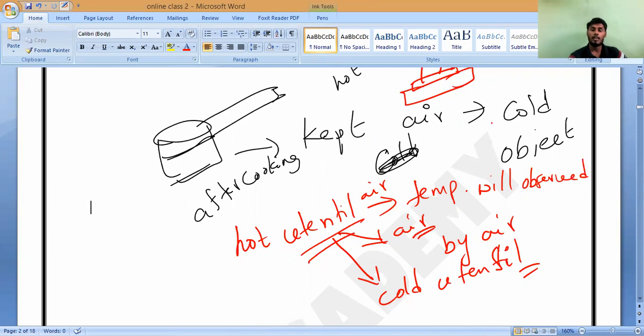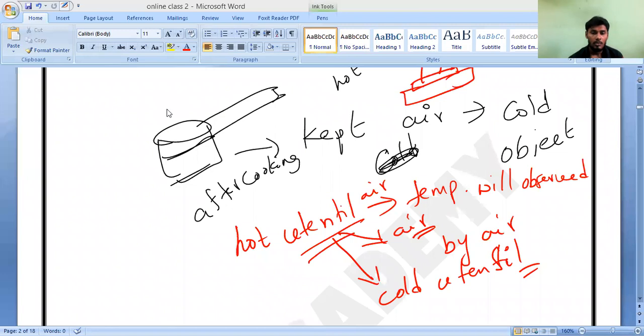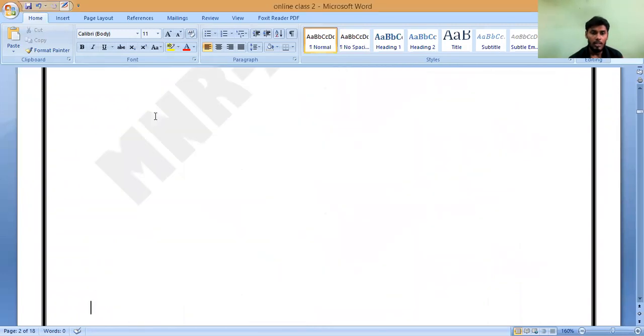So this is what we should call heat transfer, or transfer of heat. Understanding, right? Transfer of heat means to carry heat from, here I will write.